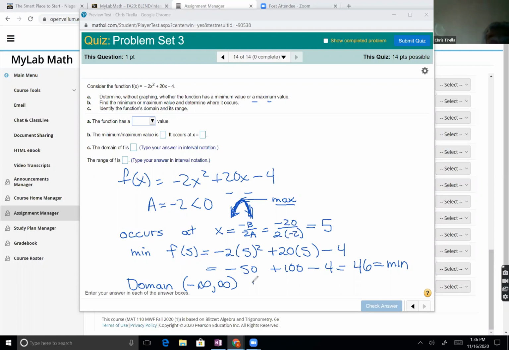Now for the range, we know that it has a largest value, which is 46. So it'll be closed at 46. And since it opens downward, it has no smallest value. So it'll be from negative infinity to 46.